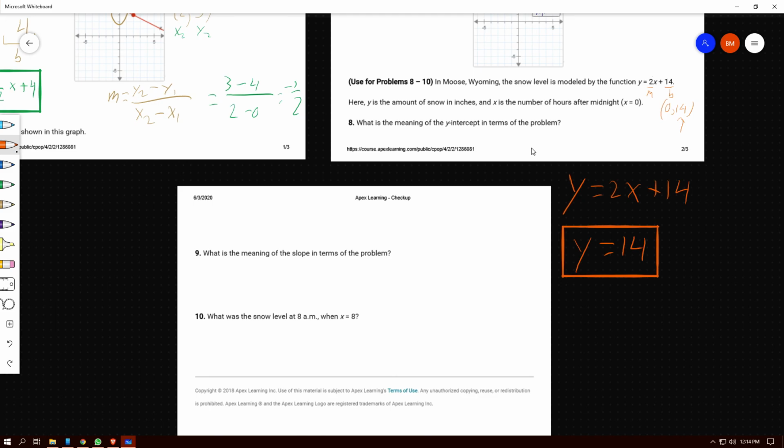All right. And now, what was the snow level at 8 a.m., when x equals 8? So 8 a.m. is 8 hours after midnight. So if we know that midnight was 0, we'll know that 8 a.m. is 8. And I am just going to take my equation, y equals 2x plus 14. I'm going to plug 8 in for x. And it's going to be 30, and I should add my unit because we're specifically talking about inches of snow. So I have 30 inches.